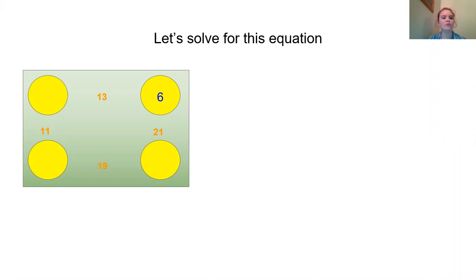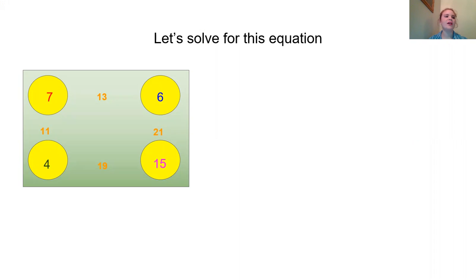Our top left circle will be 7. Moving down from 6, we need to find the number added to 6 that will equal 21. We will add 15 to the bottom right circle. Next, moving across the bottom of our square, we find that our next sum is 19. We need to find the number added to 15 to equal 19. We will add 4 to our last yellow circle.